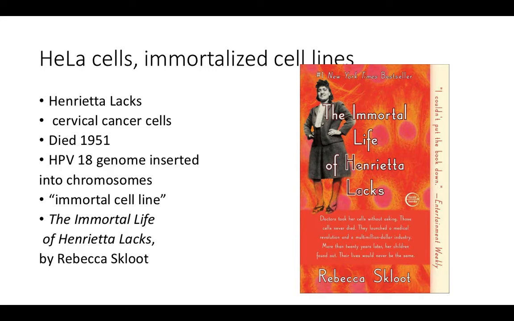And then, folks, you know this heartbreaking story, the immortal life of Henrietta Lacks. The HeLa cells, as they became known, were cervical cancer cells from Henrietta Lacks. She died soon after they were harvested. And these cells were immortal cells. They kept dividing and dividing and dividing. And we know that's a problem with cancer cells. And it was discovered later, somebody got the Nobel Prize for this, that the human papillomavirus strain 18's genetic information had been inserted into the cervical cancer chromosomes. So it was this viral genetic information that had caused the cells to become cancerous.